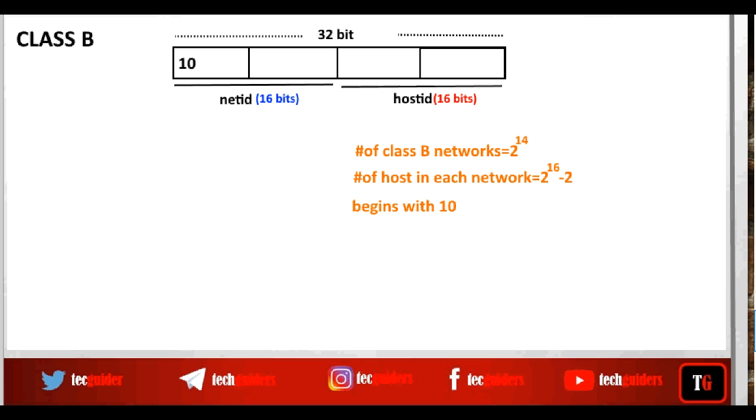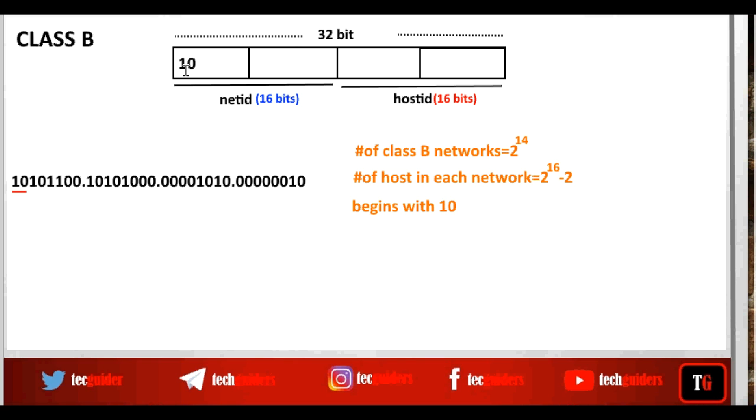Thus, given an IP address in its binary format, a network device can identify that it's a Class B IP address by examining the leading bits of the IP address. If the IP address begins with 10, it means it's a Class B IP address, and hence the first 16 bits is its network ID and the remaining 16 bits is its host ID.